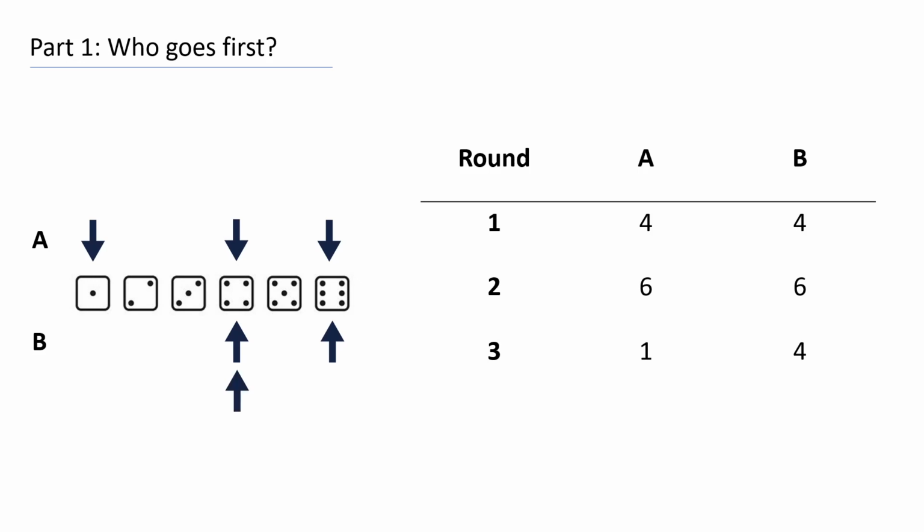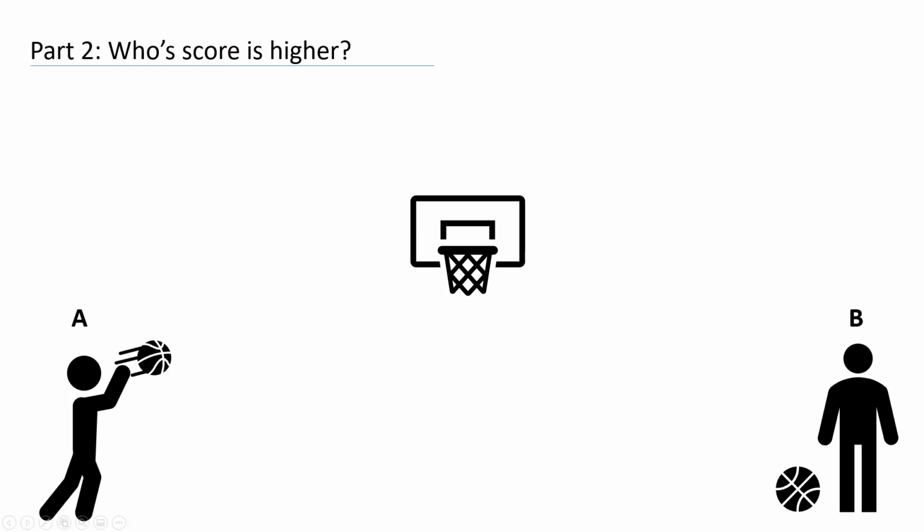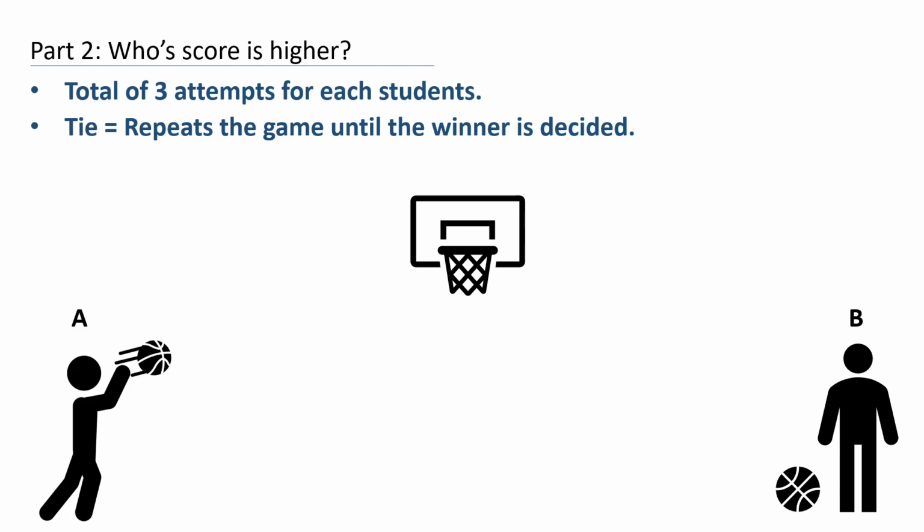Student B gets number 4 on the third round. Therefore, in this simulation, Student A goes first. The second part addresses the winner of the basketball shootout. For the default setting, both students get their own session and get 3 attempts. In the case of a tie, the game will be repeated until a winner is decided.